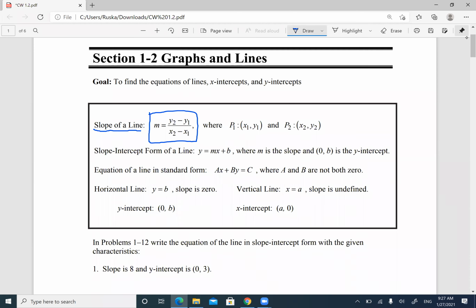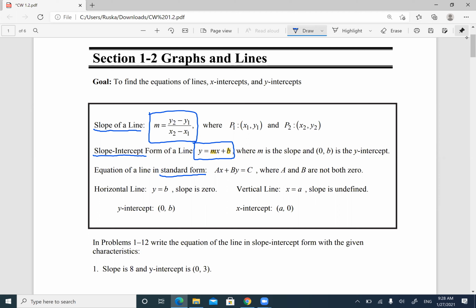Also, for the equation of a line, we have two different forms. One of them is slope-intercept, the other one is standard form. And these are the equations. y = mx + b is the slope-intercept form, where m is the number in front of x. So the number in front of x is the slope, and the number by itself is the y-intercept. And I'll explain what that is.